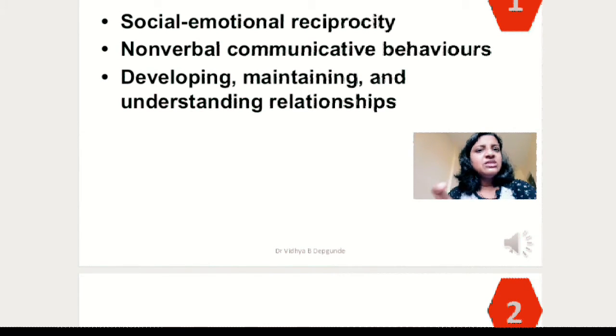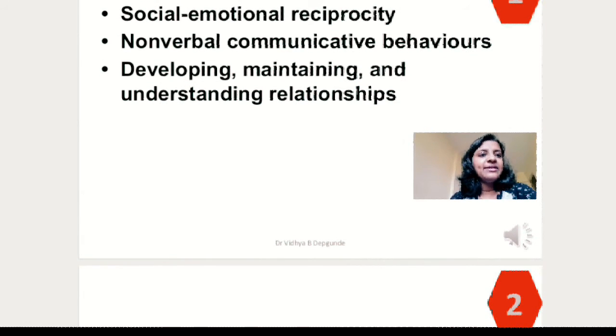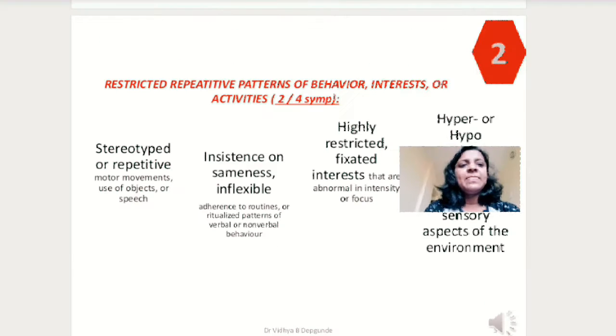So this is where the person is having difficulty in category 1. We have discussed 3 symptoms in this category. One is social and emotional reciprocity, second is non-verbal behaviors, and third is social relationships. So the person should have difficulty in all of these 3 to qualify under this category. Then only you can say a person is having category 1 deficits present. We'll go on to the second category.